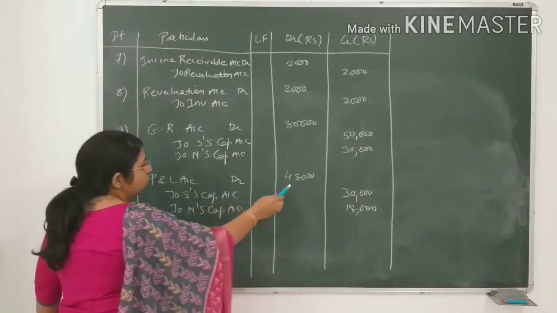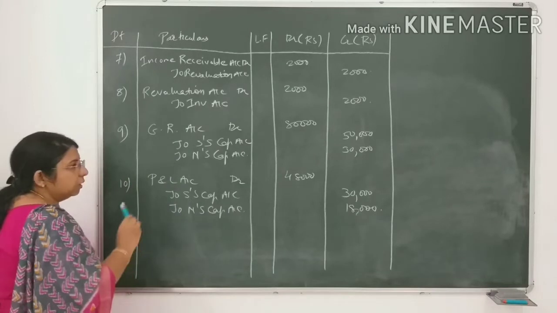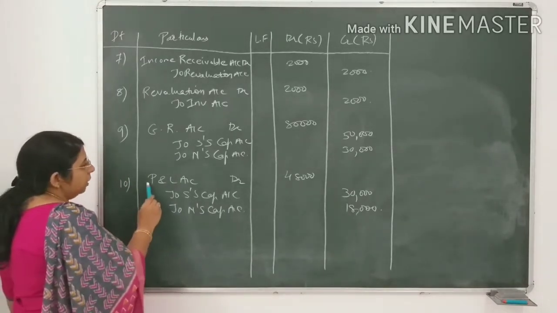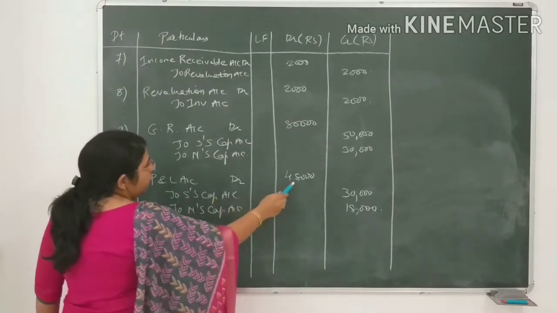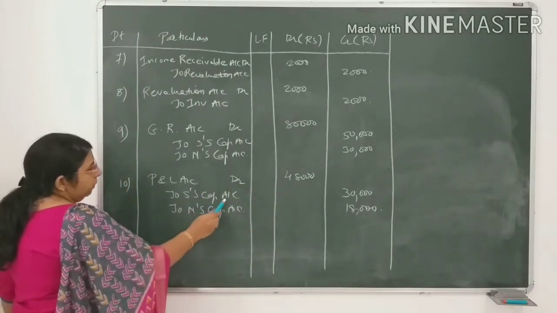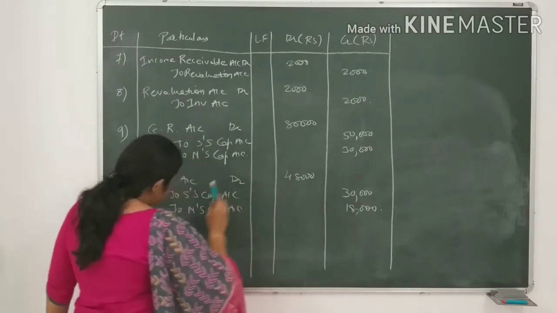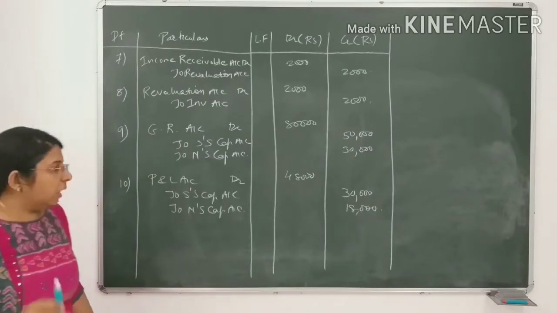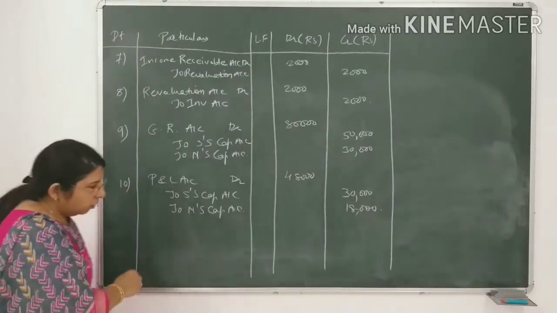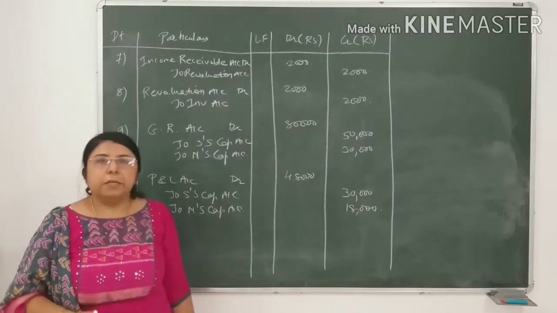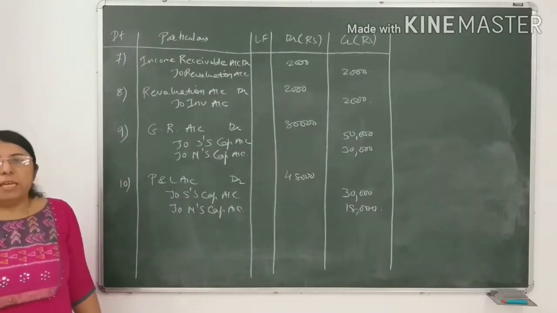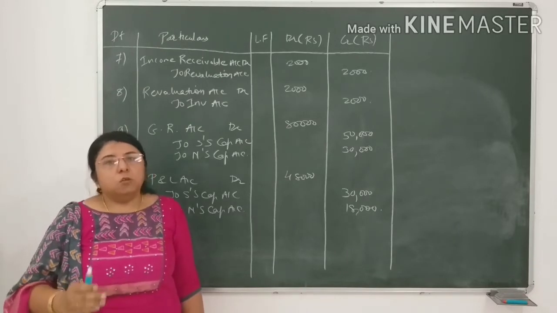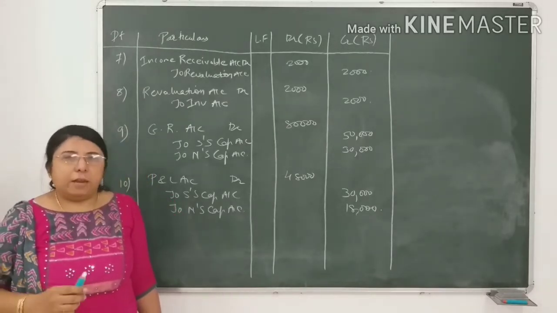So 48,000 would be distributed amongst the partners in their old profit sharing ratio, that is 5:3. So you can see the journal entry: P&L account debit 48,000, to S's capital account credit, that is 30,000, to N's capital account credit, that is rupees 18,000. Now the last journal entry I have not written over here, because that is the entry of profit or loss, which we will be able to find out only after the preparation of the revaluation account. So now we are going to prepare the revaluation account.